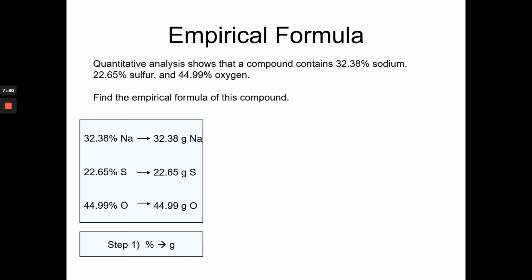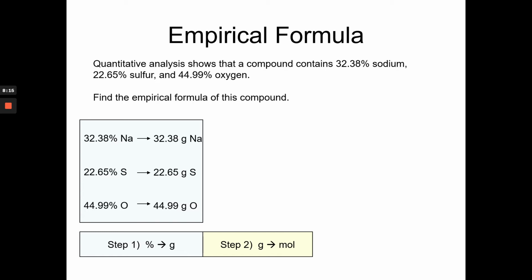Next, we don't want to write the formula like, let's do this, Na 32.38 S 22.65 O 44.99, right? A, that looks silly. B, it implies you can get parts of atoms, which is not true. Now, it is true that a formula relates to the mass of the element, but it's actually a mole ratio, okay? It's a mole ratio. So what does that mean? Well, it says step 2, let's convert all the grams from step 1 into moles.